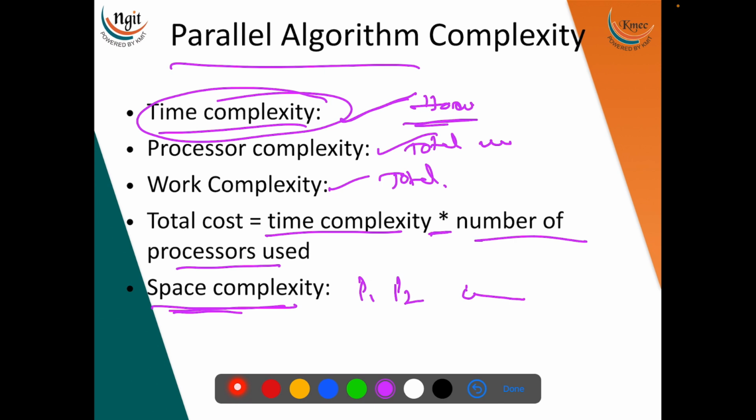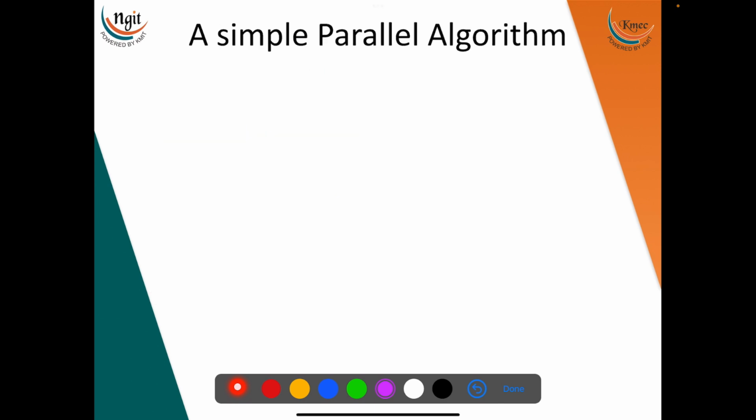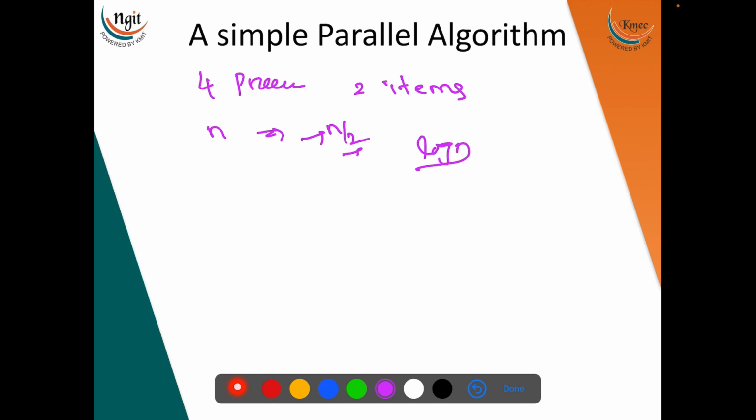Now we'll talk about a simple parallel algorithm. For adding 8 numbers, we start with 4 processors and each of them adds 2 items in the first step. The total number of items is halved for every subsequent step. If you see the algorithm we drew just before, in every step the elements are halved, right? Now, the total elements are n. That n is divided into half, that means n is divided into n by 2. That means if you apply logarithm on both sides, log n steps are required for adding n numbers.